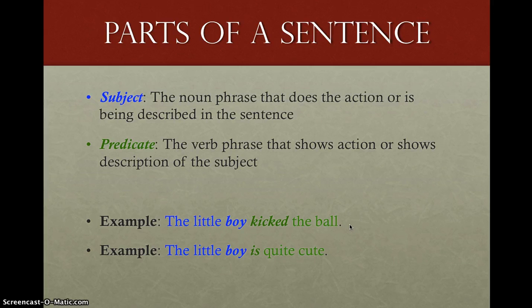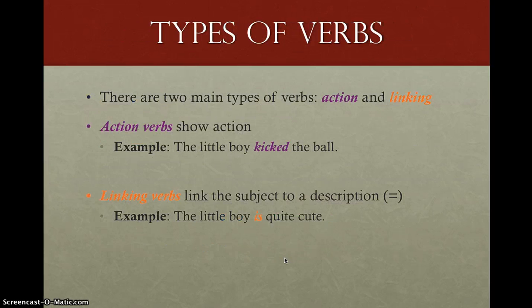This is an action verb showing what the little boy did, in comparison to a linking verb that links the subject to a predicate description. You already know the difference between action and linking verbs, so just a reminder: action verbs show action while linking verbs give us a description.